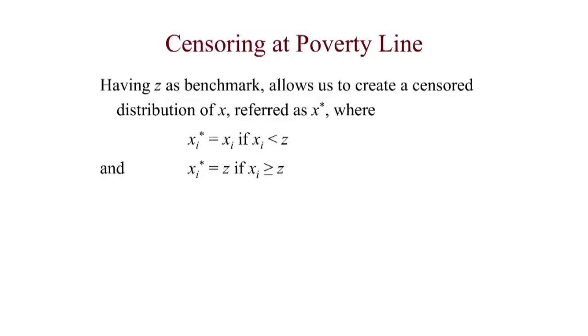Now, I introduce something called censoring at the poverty line. We will be using the terms censored matrix and censored achievements quite a lot. Let's see, what is censoring? Having Z as the benchmark allows you to create the censored distribution. What is a censored distribution? From the original distribution, you retain the total achievement, total income, or total consumption expenditure of those who are below the poverty line. So you retain the achievement, the performance, of those who are poor.